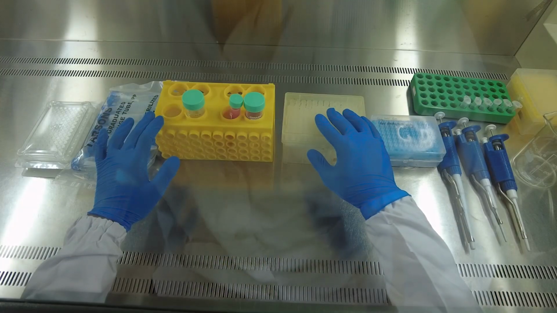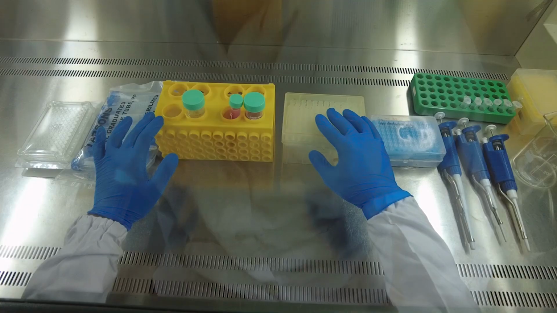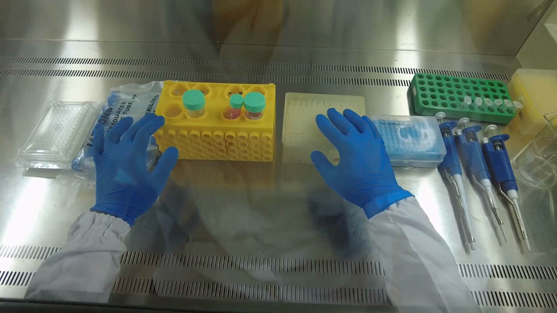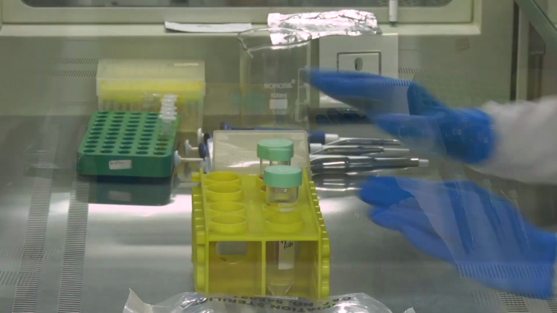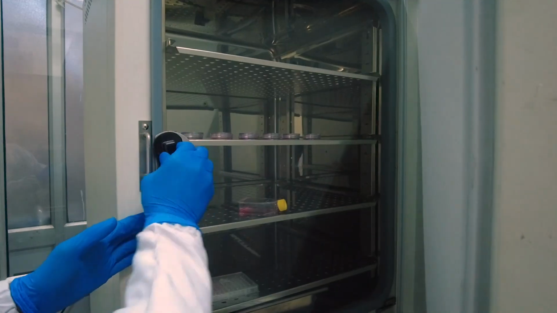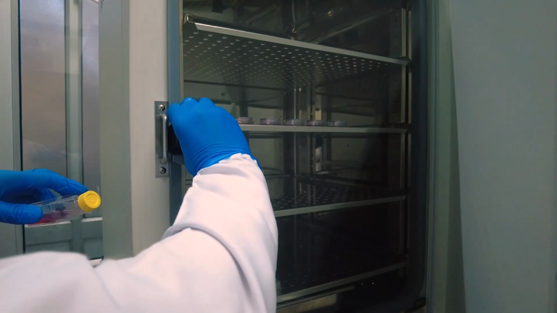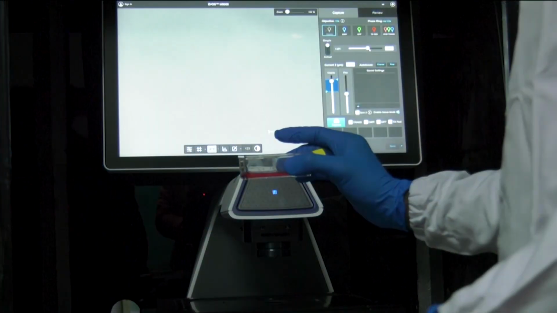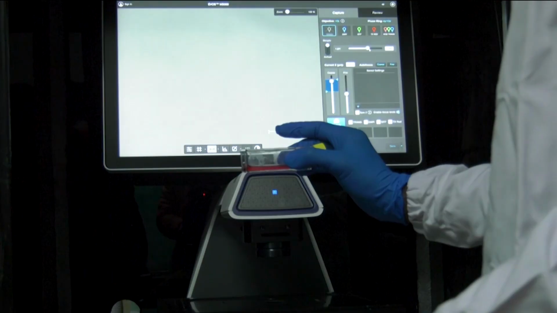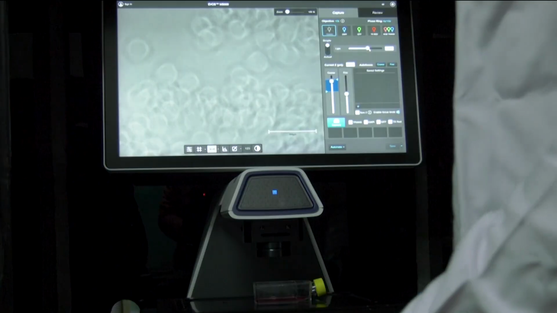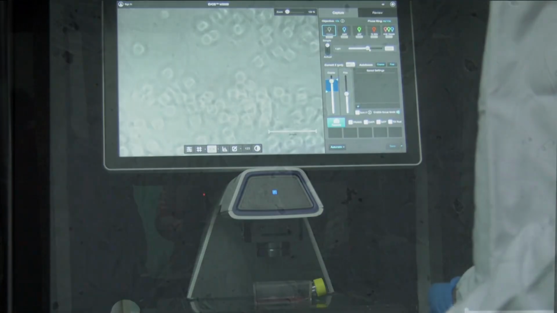Next, we will observe the T25 flask under the inverted microscope to check the cell confluency. If the cells are about 70% confluent, we can proceed with the experiment. Take out the flask from the CO2 incubator. Now we will examine it under the inverted microscope to confirm the confluency of the cells. Here you can see the cells are spread throughout the T25 flask, so we will proceed further.